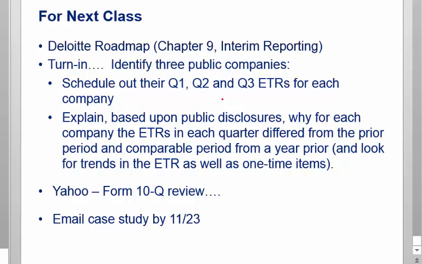It was just bizarre. Okay, so then what I want you to do is find 3 public companies. This is what you have to turn in. Find 3 public companies, take their Q1, Q2, and Q3 ETRs, and explain why they differ. And don't pick companies where they don't differ. I'm not a dummy. Don't pick Apple or something. Pick companies where they move around. It's not going to be hard to find. But see if you can figure out why they move around. It's not easy.